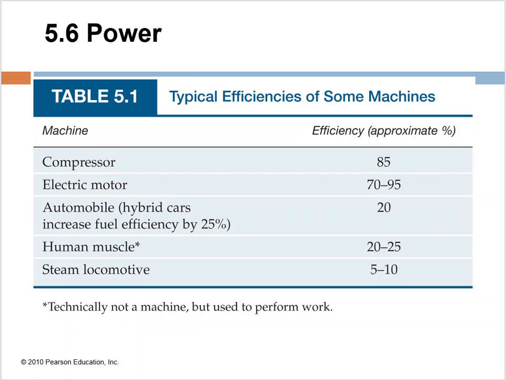Okay. Some typical efficiencies of some machines: compressor about 85%, electric motor 70 to 95%. Automobile, hybrid cars increase fuel efficiency by 25%, but typical automobiles only 20% efficient. Your human muscle, steam locomotive.